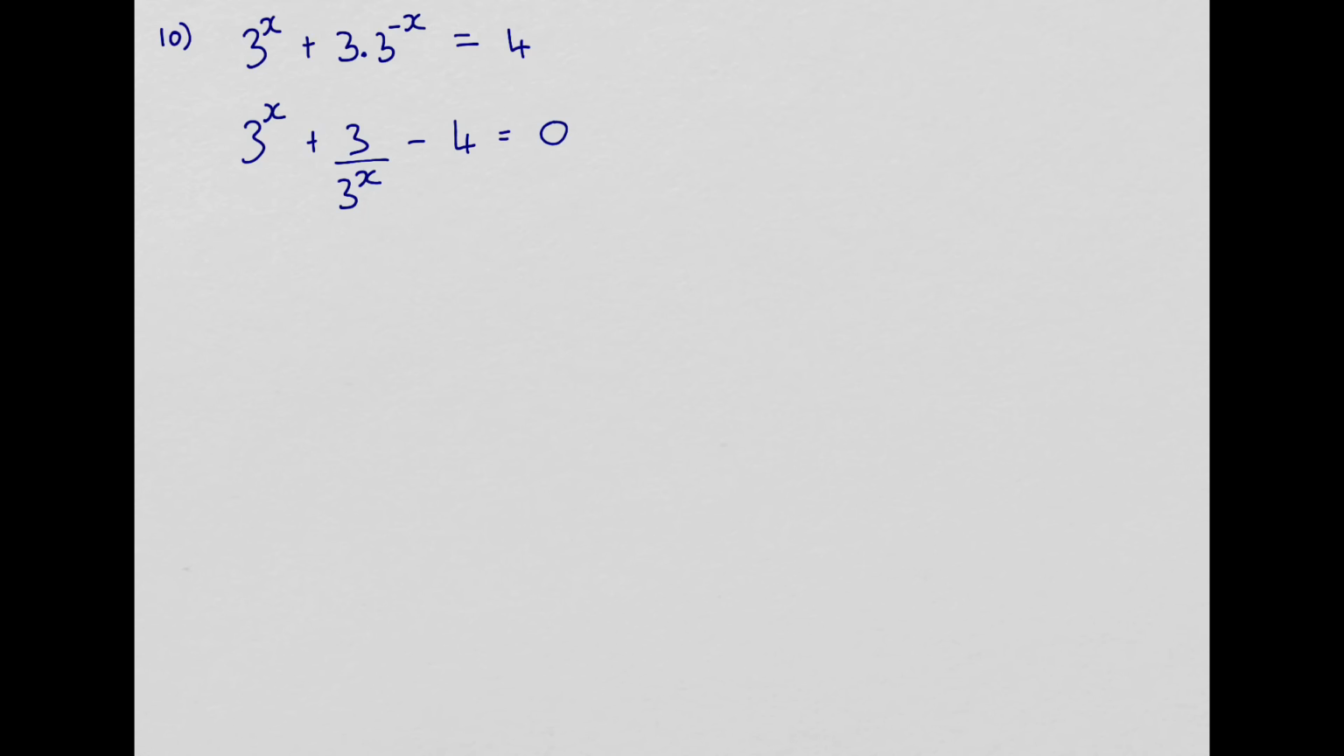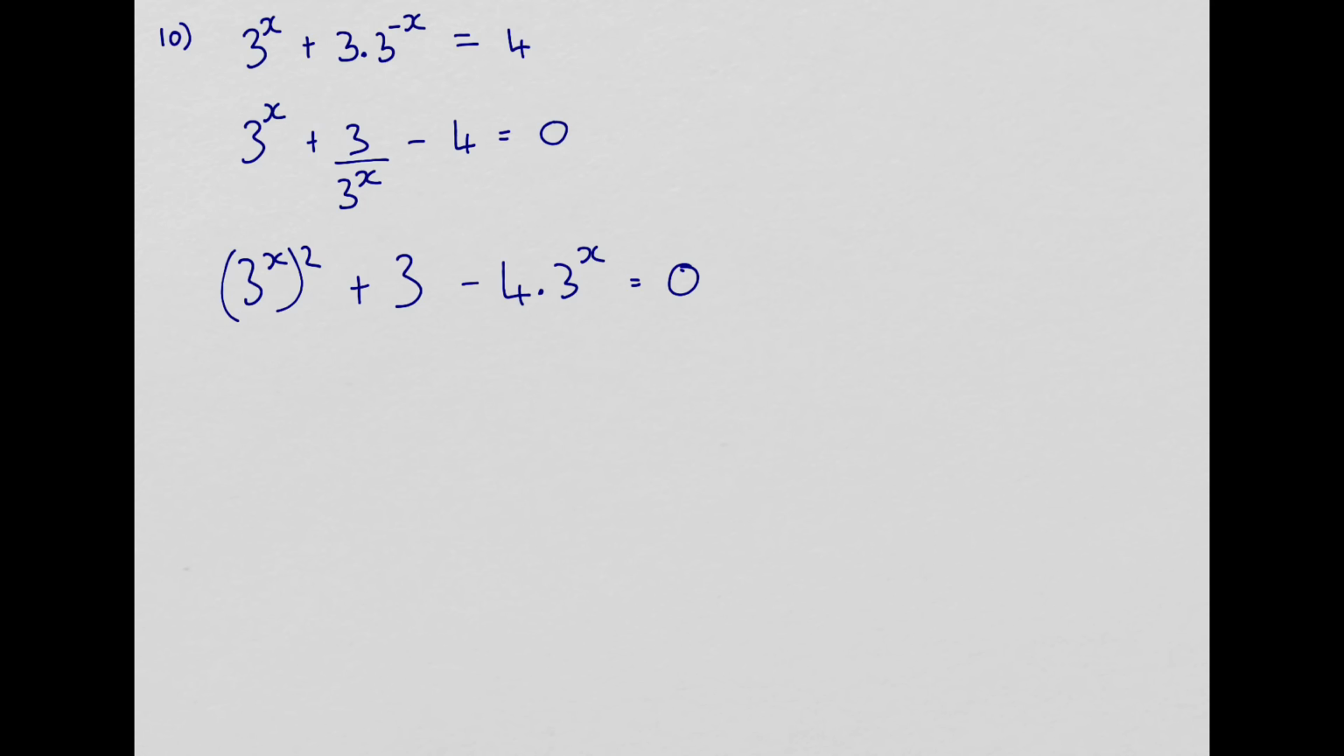Now, at this point, we need to multiply every term by 3 to the x to get rid of the fraction. So 3 to the x times 3 to the x will give us 3 to the 2x. But remember, we can show it as 3 to the x all squared. That just helps us with our factorizing later. Then when we multiply the middle fraction by 3 to the x, the 3 to the x's will cancel, so you're just left with 3. And then when we multiply 3 to the x by negative 4, we get minus 4 times 3 to the x. Remember, you can't say minus 4 times 3 is 12 because their exponents are different.